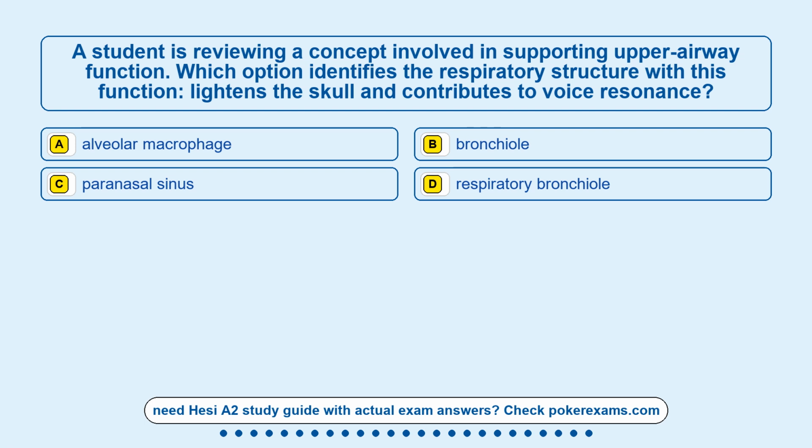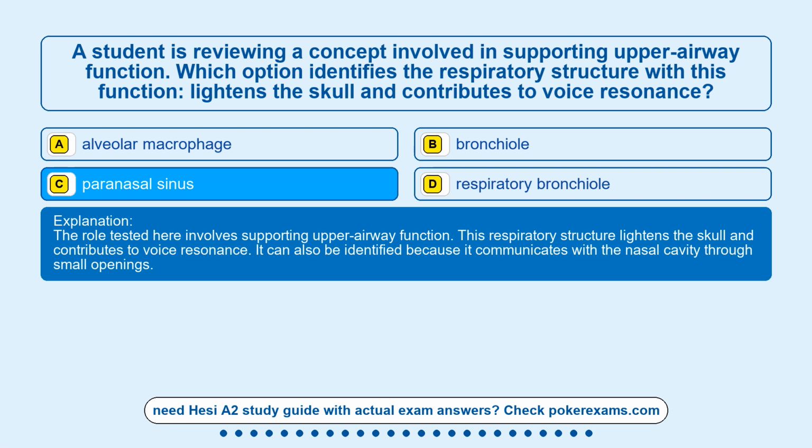Which option identifies the respiratory structure with this function, lightens the skull and contributes to voice resonance? Option A, alveolar macrophage. Option B, a bronchiole. Option C, paranasal sinus. Option D, respiratory bronchiole. The correct answer is option C, paranasal sinus.